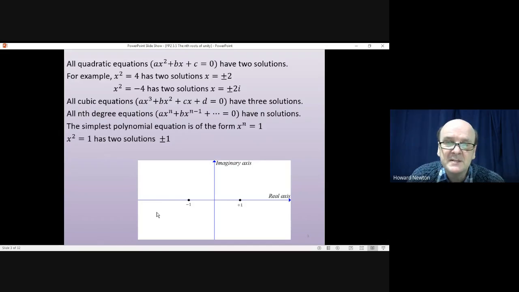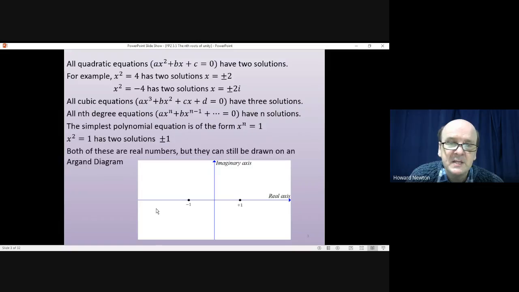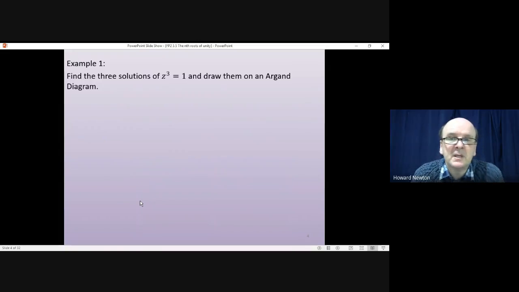Now, using that idea, have a go yourself and see if you can work out what the three roots are of z cubed equals 1, so the cube roots of unity. And then once you've found them, try and do a sketch of them on an Argand diagram. Pause the video, have a go yourself, and then come back when you're ready.